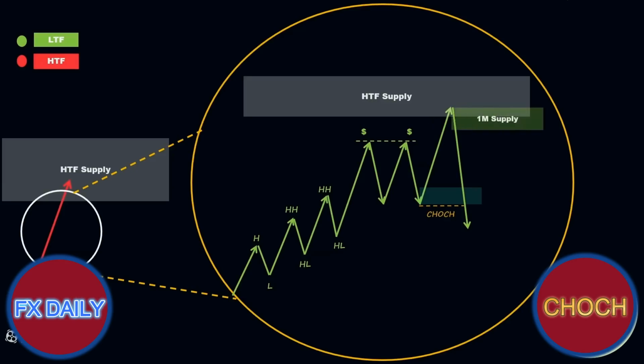Here we have exactly the same setup that was needed to find an effective change of character pattern, a pattern that has a high probability of success. The price came, first of all, to touch the higher time frame zone, then a liquidity sweep happened in the current time frame, and finally, a bullish trend was formed.